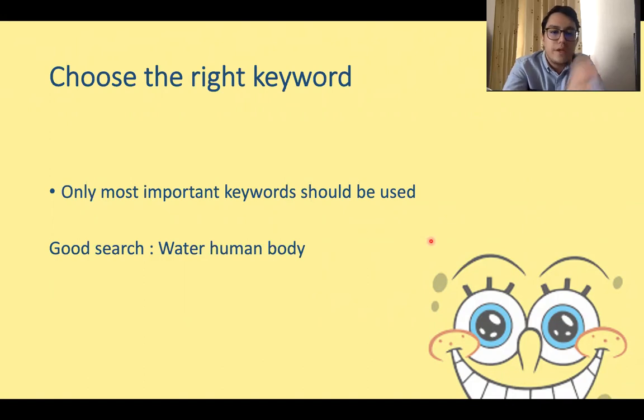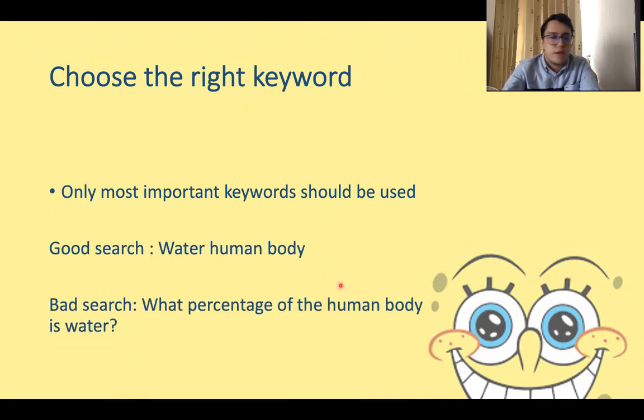Okay. So only most important keywords should be used. So a good search would be water, human body, right? A bad search would be what percentage of the human body is water. So you have to choose only important keywords. So such as human, body, and water. If you want, you can add percentage to it also.